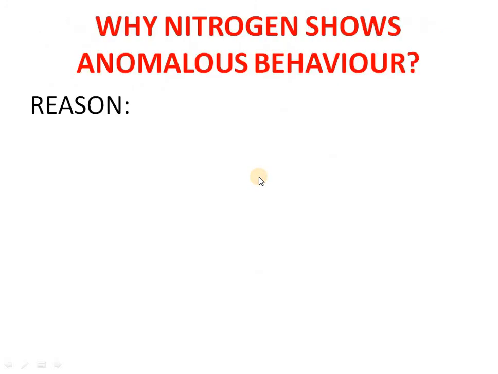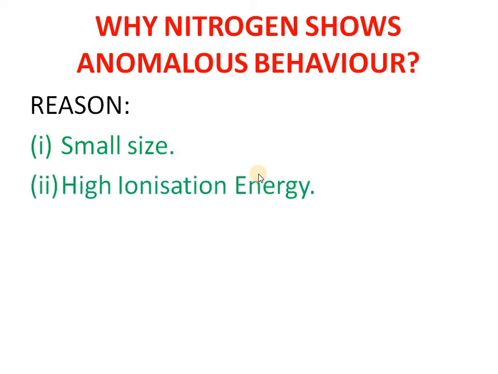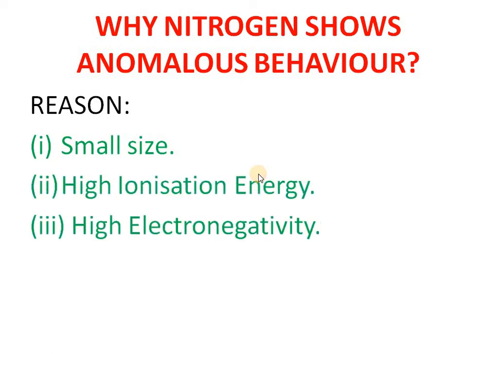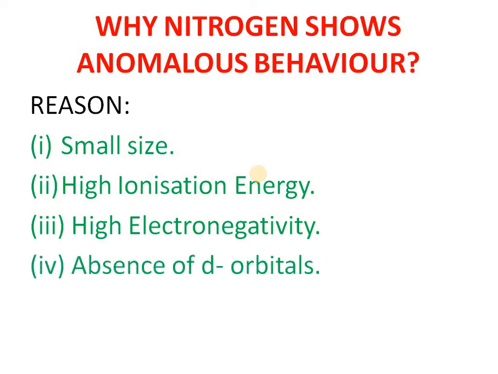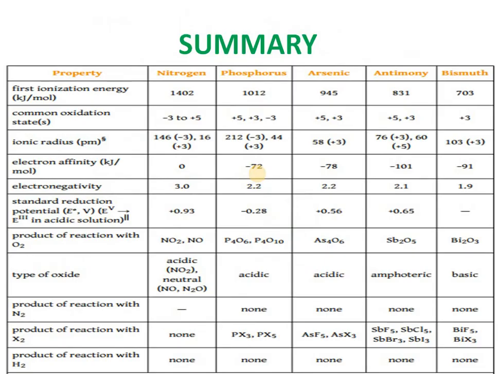Okay, so why is it so? It is because of its small size, its high ionization energy and high electronegativity, and because nitrogen does not have any vacant d orbital. Okay, so now this is the summary.